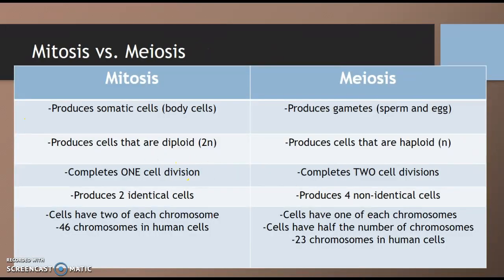You should have filled out this chart already. In mitosis, we produce body cells, and in meiosis, we produce gametes. In mitosis, we produce diploid cells, or 2N, and in meiosis, they're haploid. Here's a big difference: in mitosis, we have one cell division, and in meiosis, we have two cell divisions. Mitosis produces exact replicas, and in meiosis, you are producing four non-identical cells. And we've already talked about the number of chromosomes in each.